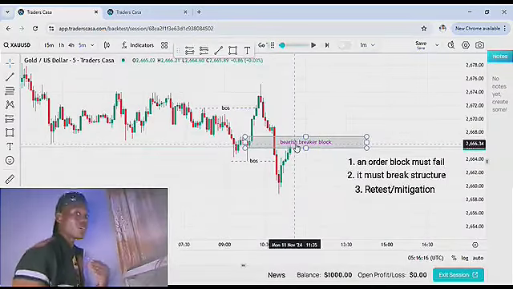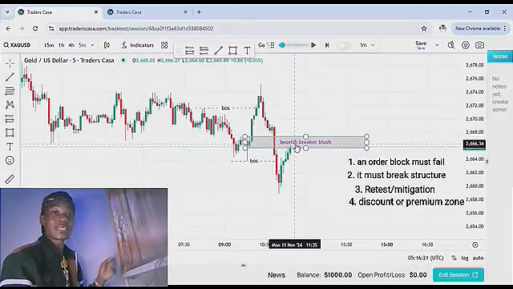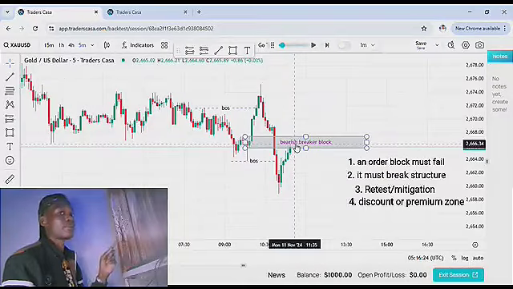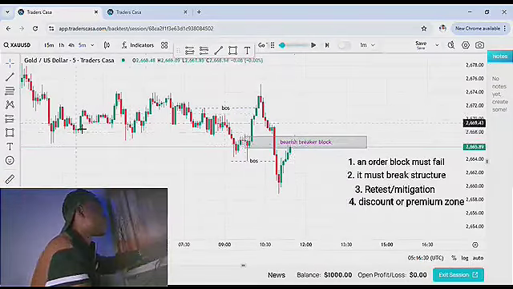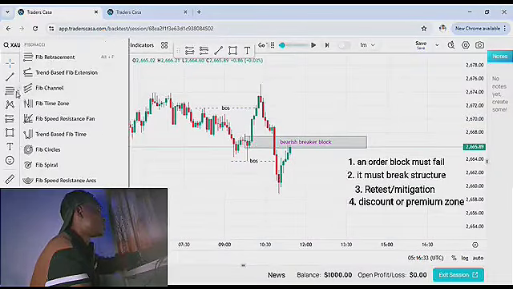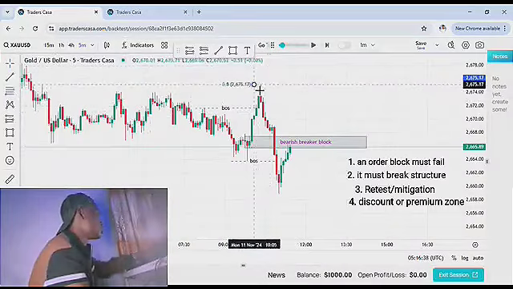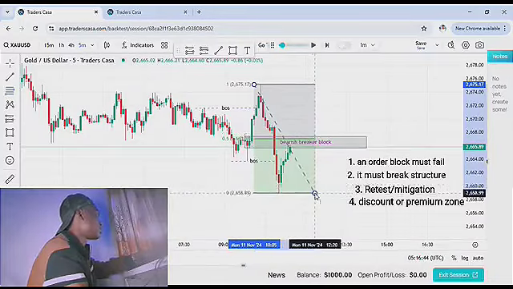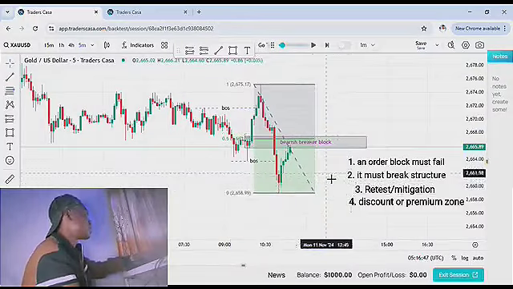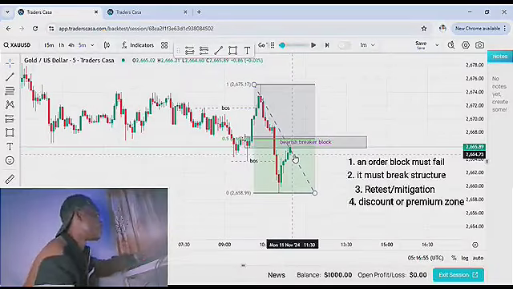Then number 4, you have to make sure it is at discount or premium. So since this is a sell scenario, we have to expect it to be at a premium zone. You understand? So bring out your Fibonacci, drag it out, place it from the top to the bottom right here. You can see it right here. It's still heading over to the premium zone. It's still heading over, and it will definitely touch it here. So that's also confirmed.